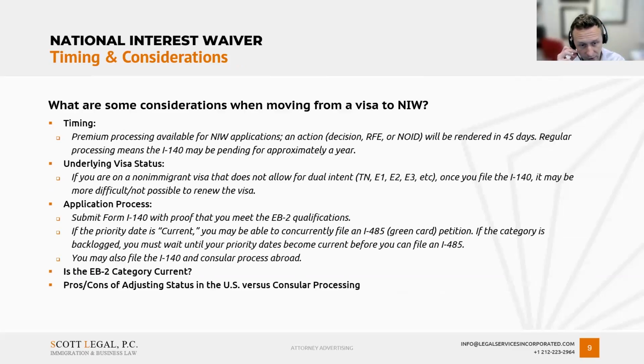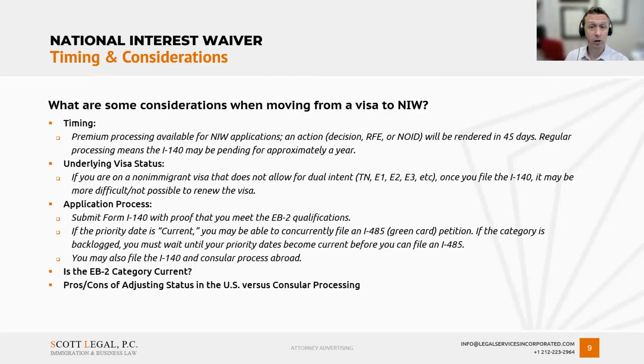So let's talk about timing and some other considerations. In terms of timing, there are really two parts to a national interest waiver. And again, as GA mentioned, this is an EB2, an employment-based green card. As with all green cards, there's really two parts. The first part is the I-140, which is the application that goes to USCIS talking about basically how you and the proposed endeavor qualify.